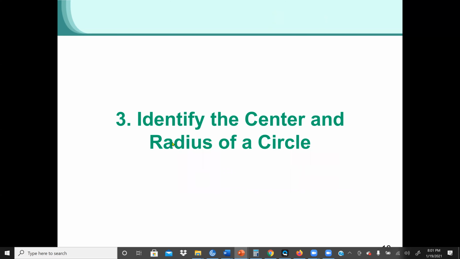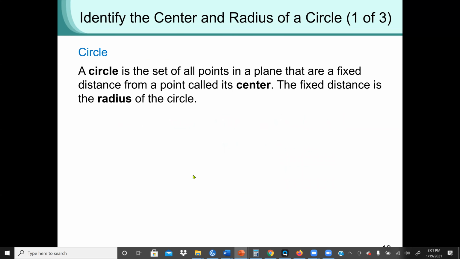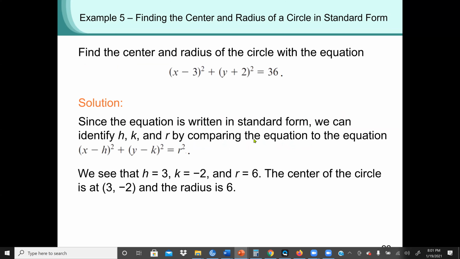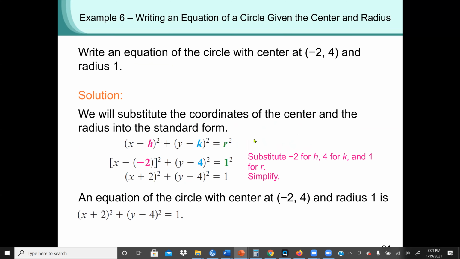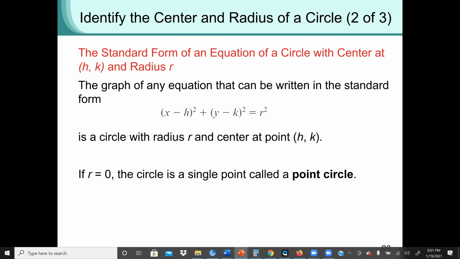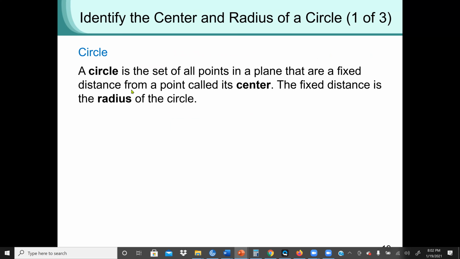So next is how to identify the center and the radius of a circle. First, we know a circle is a set of points in a plane that are a fixed distance from a point called its center, and the fixed distance is the radius of the circle. So first, let's go back to a circle. I don't have the image, but it's almost at the end, so we'll come back to it.